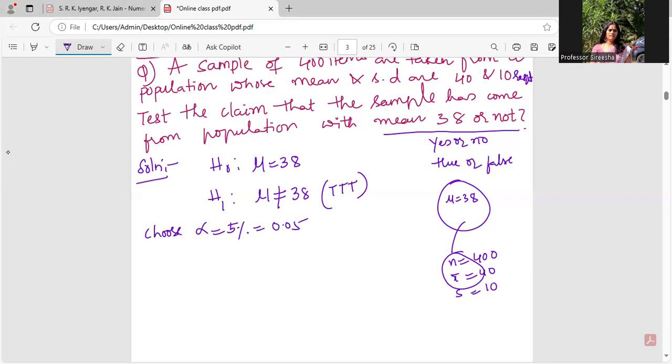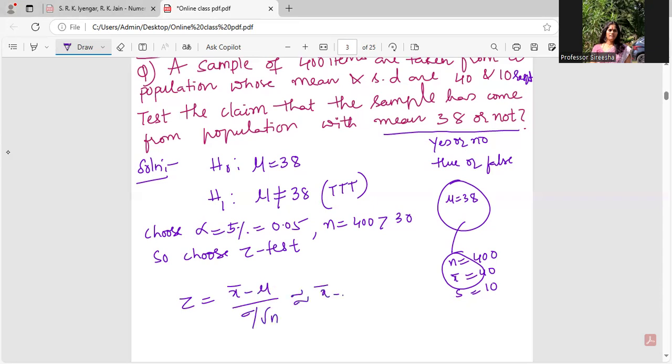Now what is the test statistic I'll be choosing? That also I should write here. N is equal to 400, greater than 30. So we choose Z test or Z statistic. So immediately I'll write the formula because the whole data I have already pictorially represented. Z is X bar minus mu by sigma by root n, guys. Our sigma is not available, so this is approximately equal to S by root n.